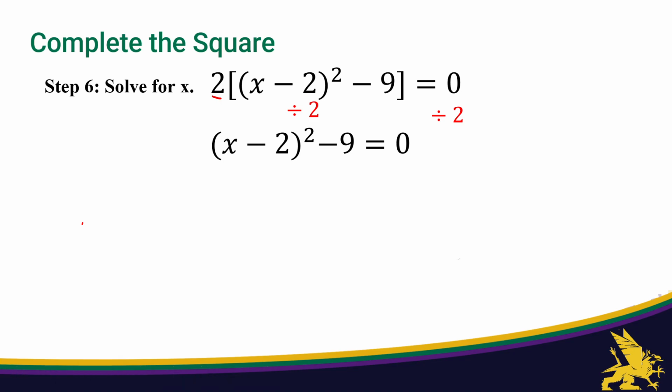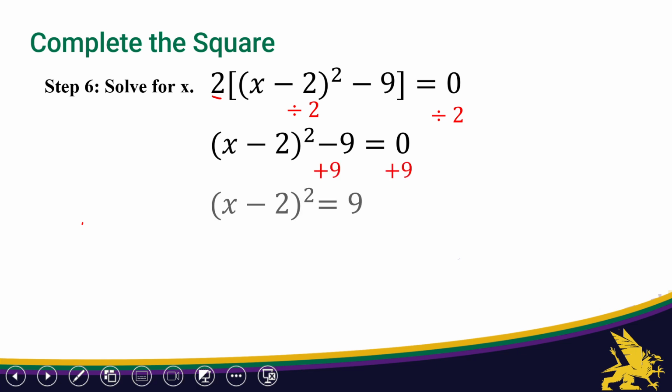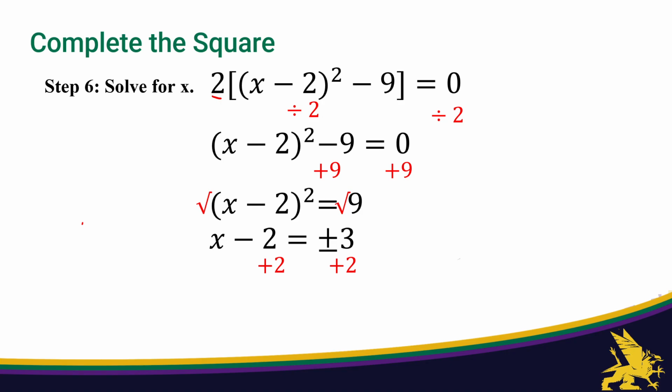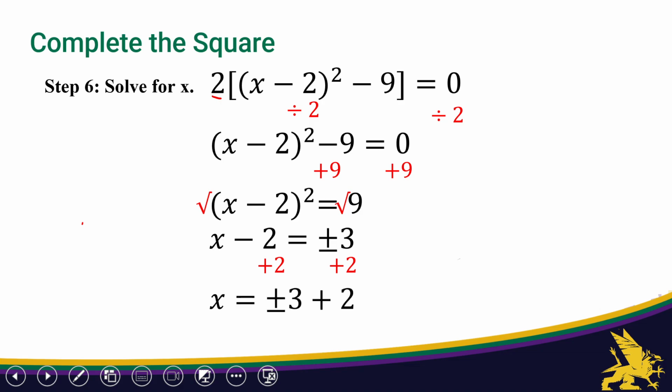So I'm just going to plus 9, and that gives me x minus 2 squared equals 9. To get rid of the power of 2, I will square root. Remember, a square root gives me a positive and negative answer, so I'll have positive and negative 3. And finally, I plus 2 to both sides. So that gives me 2 answers. One will be positive 3 plus 2 is 5. The other answer will be negative 3 plus 2 is negative 1.